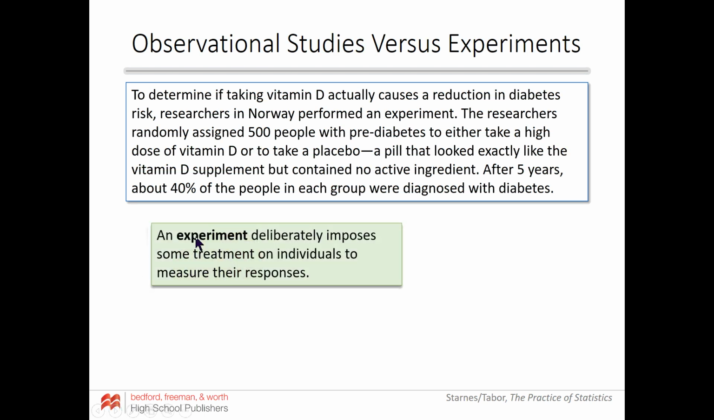So in an experiment, we are actually deliberately imposing a treatment as opposed to in the observational study. We were just kind of observing. We were just kind of checking things out, studying the data, right? Letting people kind of do their thing and then looking to see what happens. In this experiment, we're actually imposing the treatment. We're giving some people the vitamin D, and then some people we're giving the placebo or no additional vitamin D.